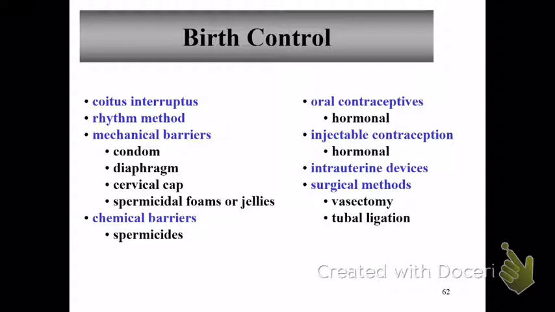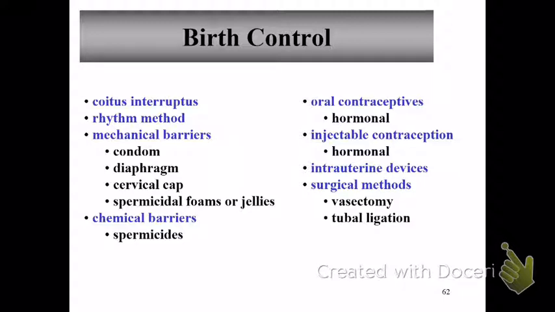Okay, we know about mechanical barriers. Those are pretty self-explanatory. Chemical barriers, a spermicide, a foam you can inject into you before or after intercourse. Oral contraceptives, it's either an estrogen or a progesterone, or maybe it's both. So there's just estrogen, just progesterone, or both. And you take them orally. Injectable contraceptives, so injections.